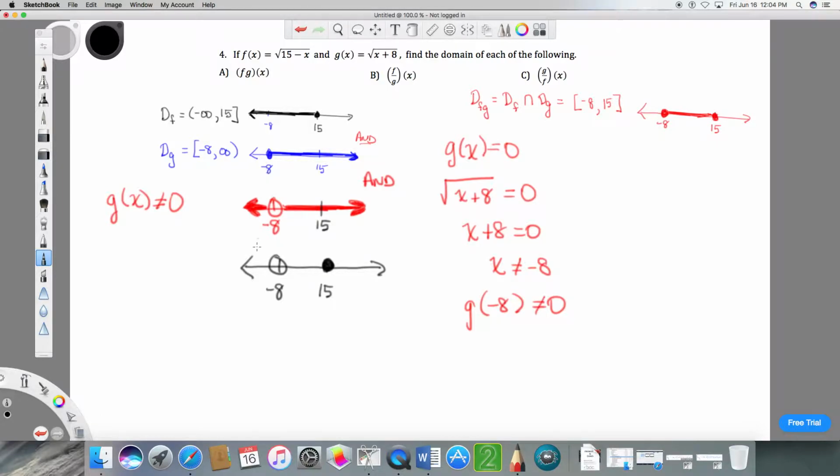To the left of negative 8 is not shaded in one of them, so it will not be shaded in the intersection. To the right of 15 as well. But in between negative 8 and positive 15 is shaded in all three of them. It's shaded here, and it's shaded here, and it's shaded here. So our domain for f over g is from negative 8, excluding negative 8, all the way to positive 15.